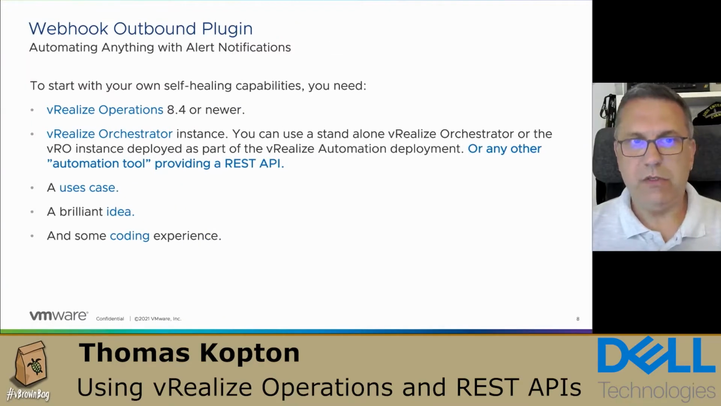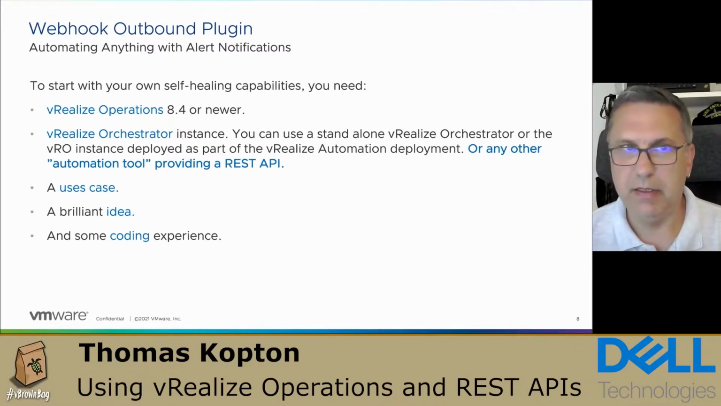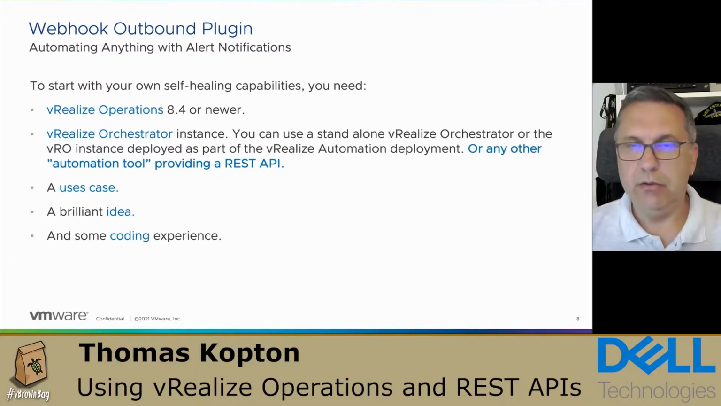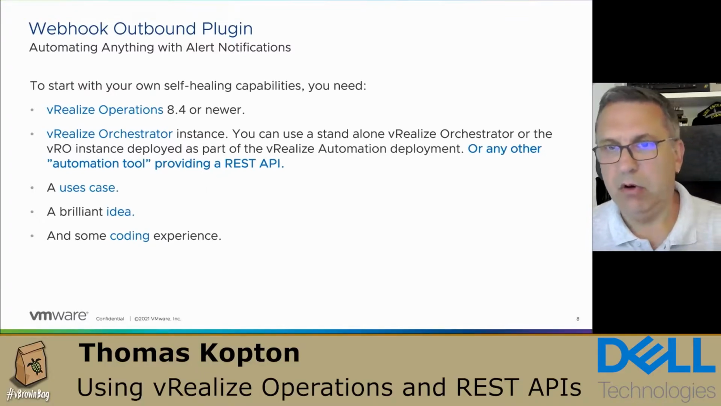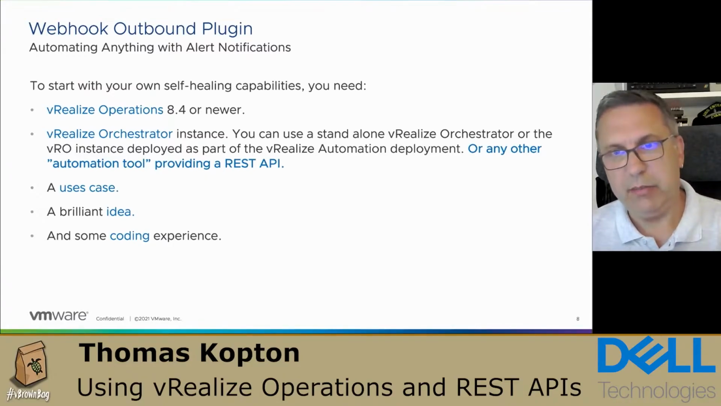Now, since vROps version 8.4, we have the Webhook Outbound plugin, which is a new way to do automation in vROps using REST APIs. With this approach, using the Webhook Outbound plugin, you are basically capable of using any automation tool or any other tool providing a REST API.